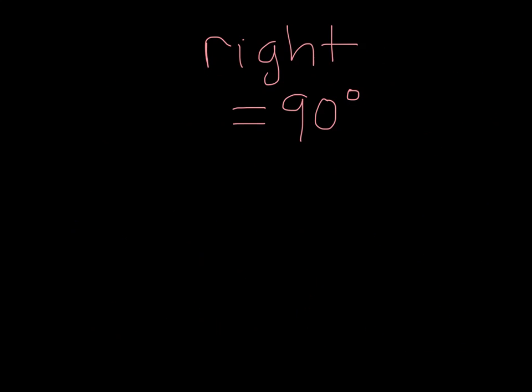Next up, right angles. Those are the ones right in the middle. So they look like this, like the corner of your paper. And this little box in the middle indicates that it is a right angle. So if you see a marking such as that right there, that tells you that it is a right angle.